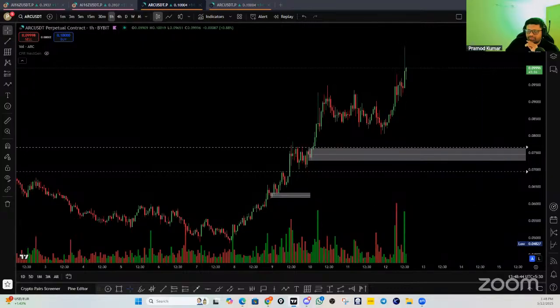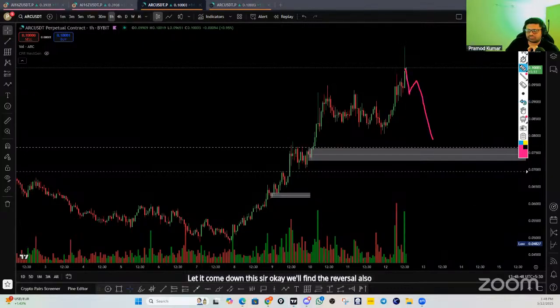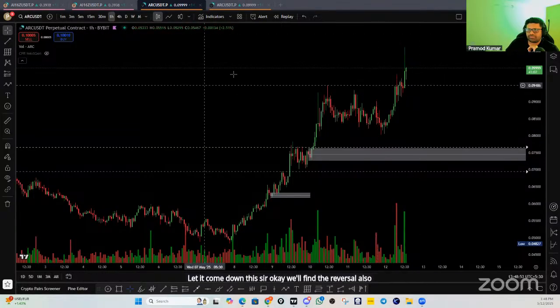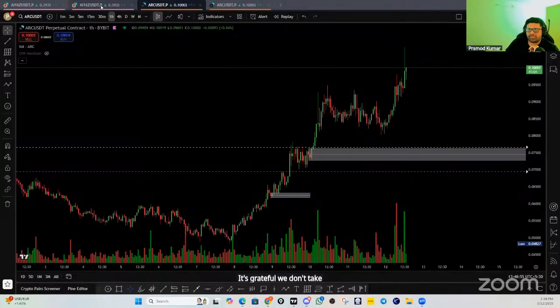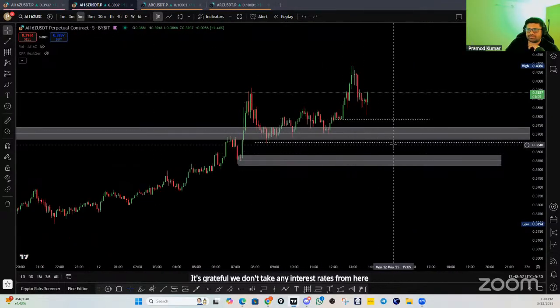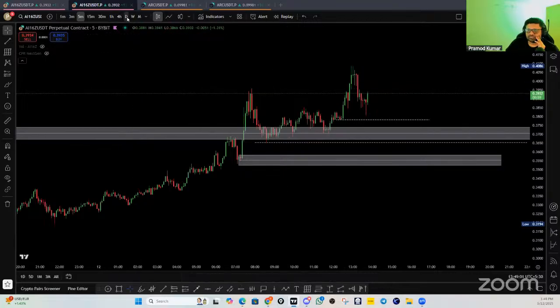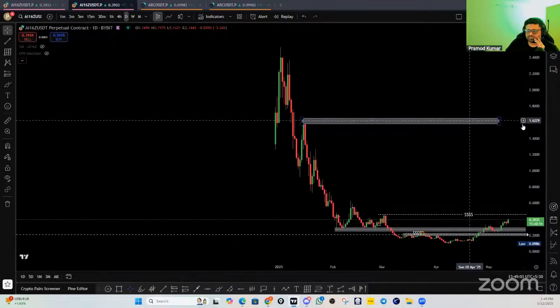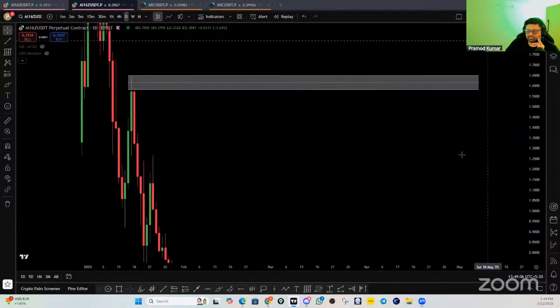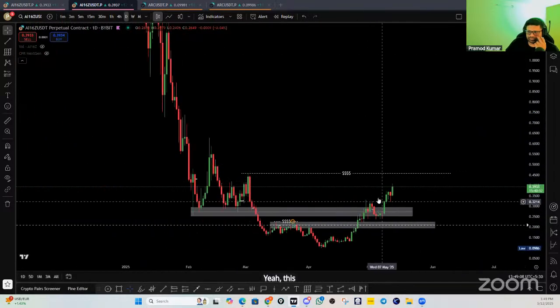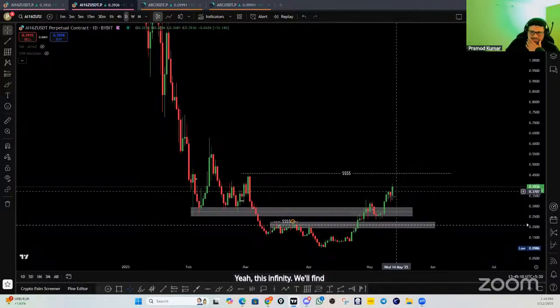Let it come down to this, okay? We'll find the reversal also. Let's wait, we don't take any trade from here. AI16. Yeah, this liquidity. We'll find the long positions in this.